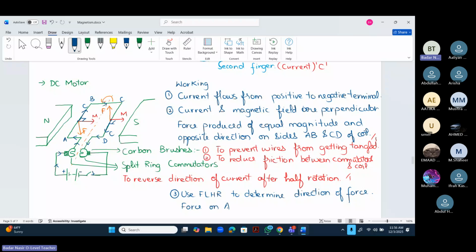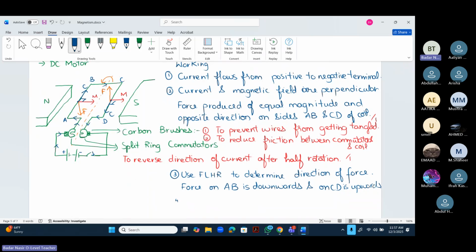ठीक है, सो यू कैन जस्ट सिंपली, अगर उसने direction मांगी होगी तो direction के भी मार्क्स होंगे कि force on AB is downwards and on CD is upwards. अब इस फोर्स की वजह से क्या होगा, इस फोर्स की वजह से torque प्रोड्यूस होगा या moment प्रोड्यूस होगा. ठीक है, सो अब आप उसको ये बता दो कि torque या फिर आप कह लो कि moment produced on coil and it rotates anti-clockwise.